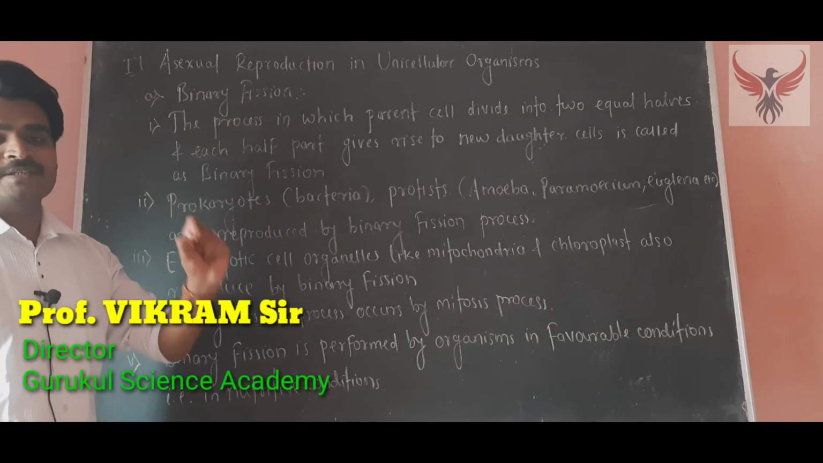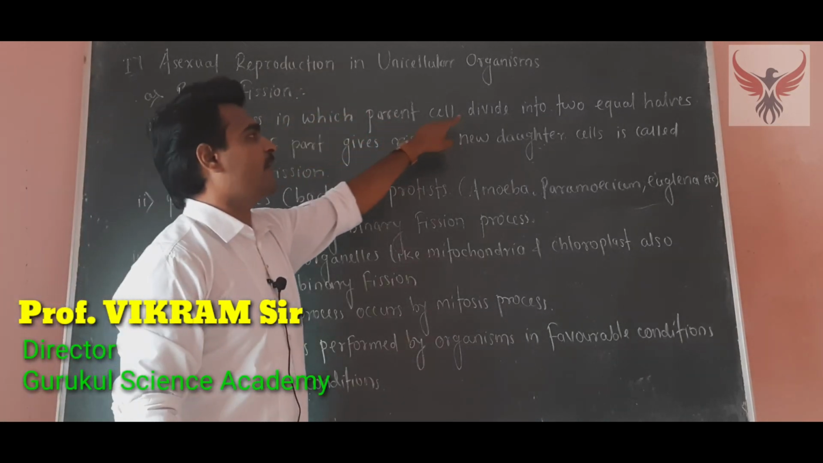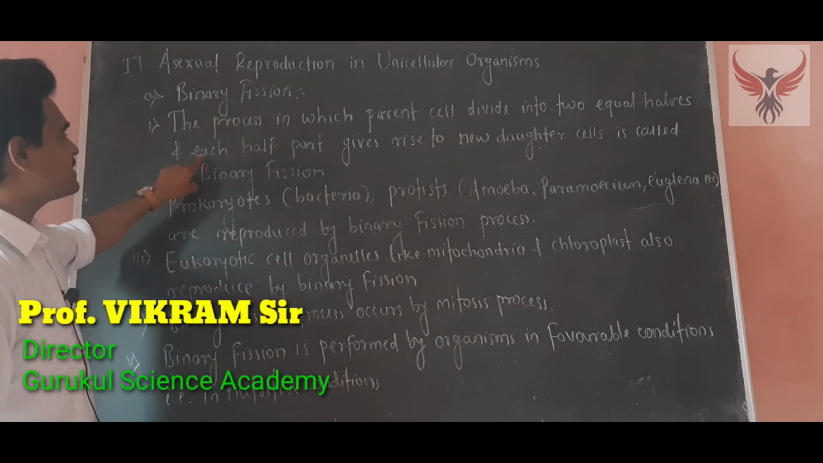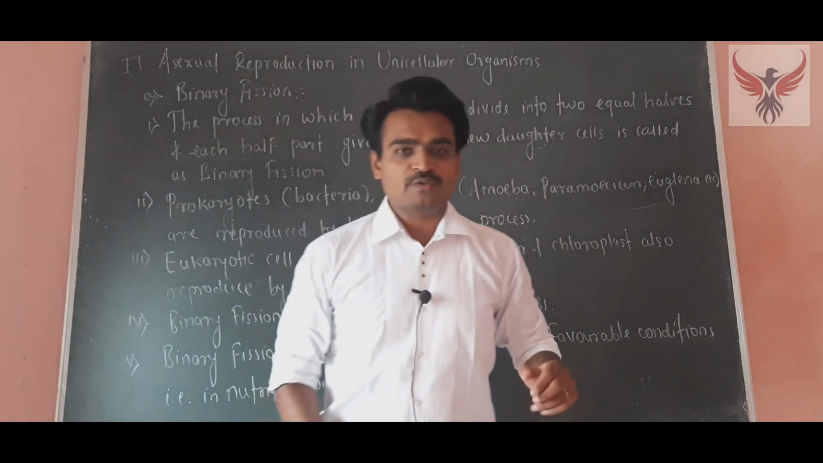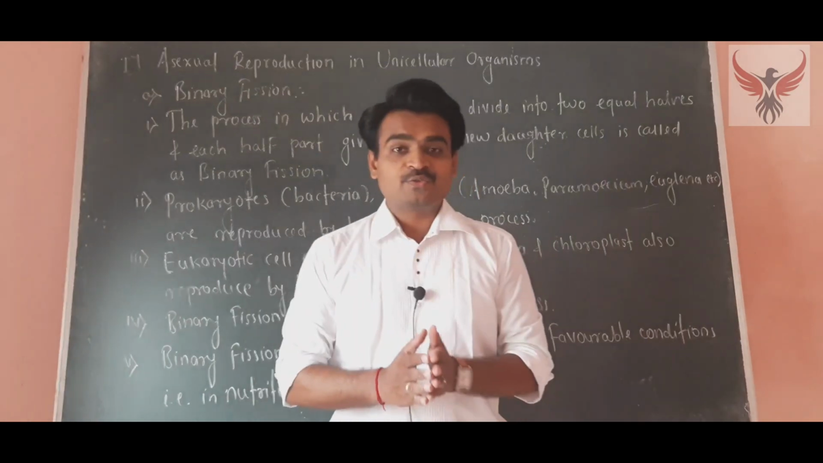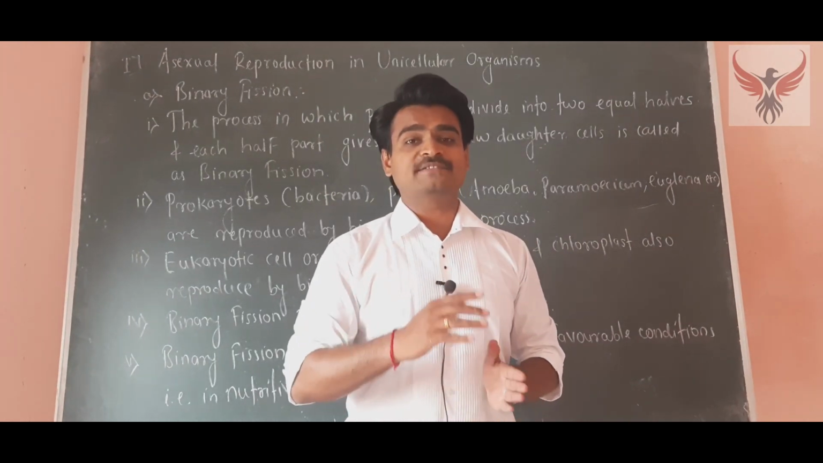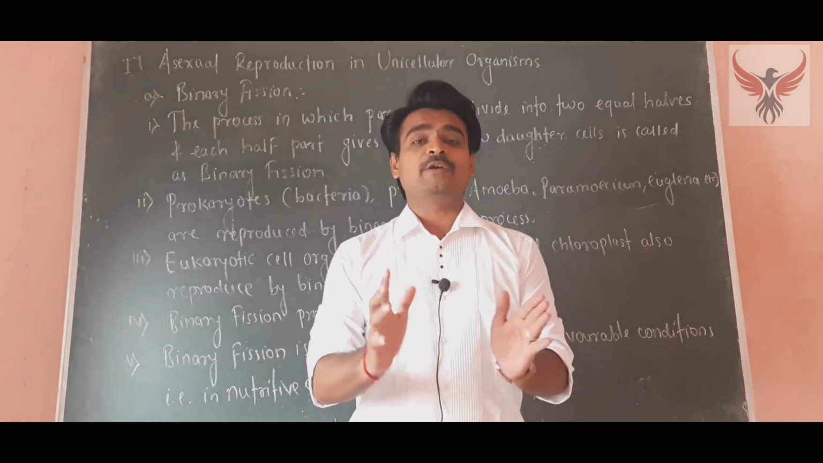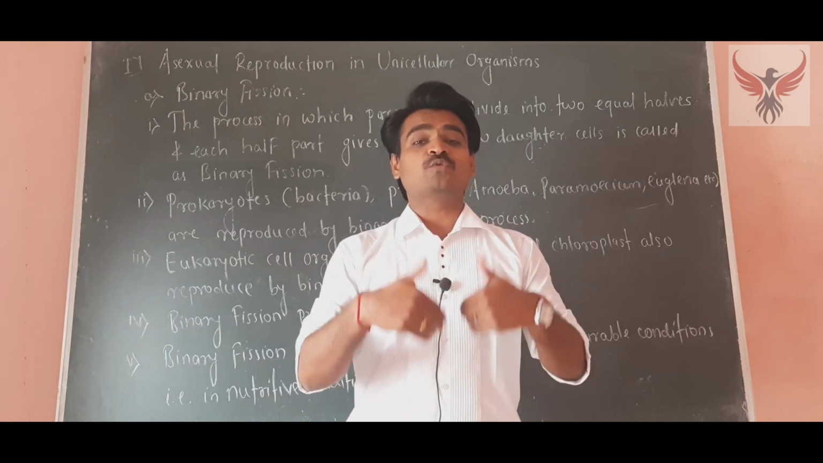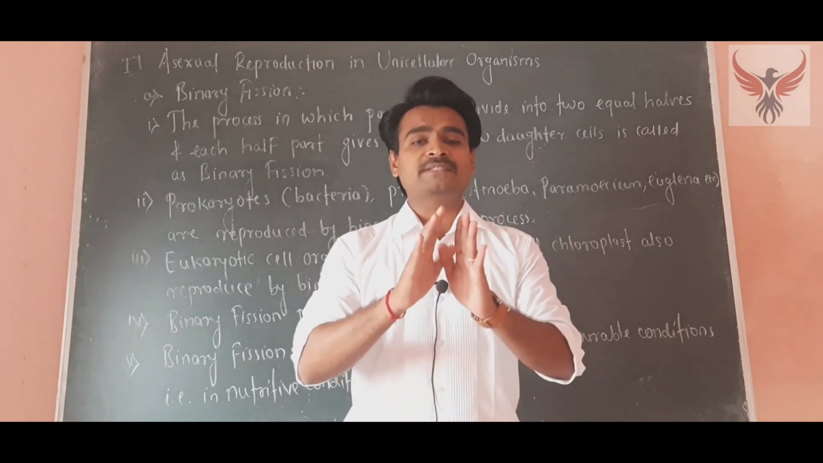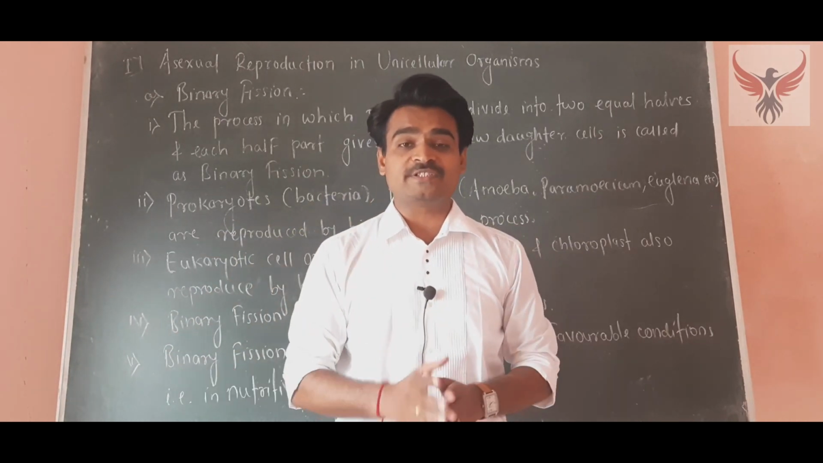The definition of binary fission: the process in which a parent cell divides into two equal halves, and each half part gives rise to new daughter cells, is called binary fission. So the definition explains that the parent cell divides into two equal halves, meaning two equal half parts, and each half gives rise to a new organism or new daughter cell. This process is called binary fission.